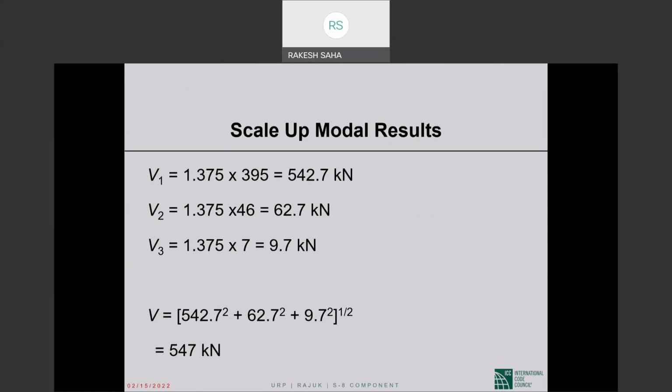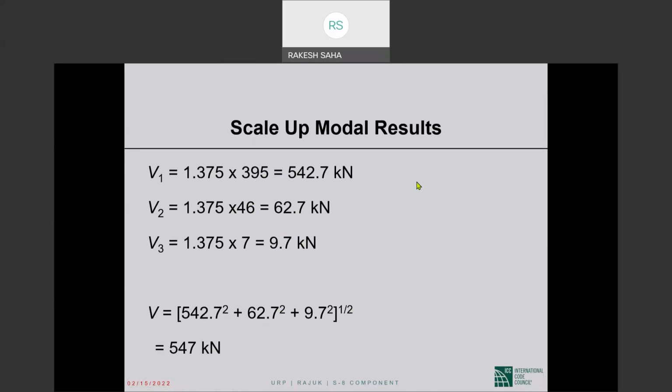So the first mode base shear of 395 is now 542.7 after the scale up. The second mode base shear of 46 is scaled up to 62.7. The third mode base shear of 7 is scaled up to 9.7. So the square root of the sum of the squares is now exactly equal to 85% of the static base shear. Okay, so those are our adjusted modal base shears.